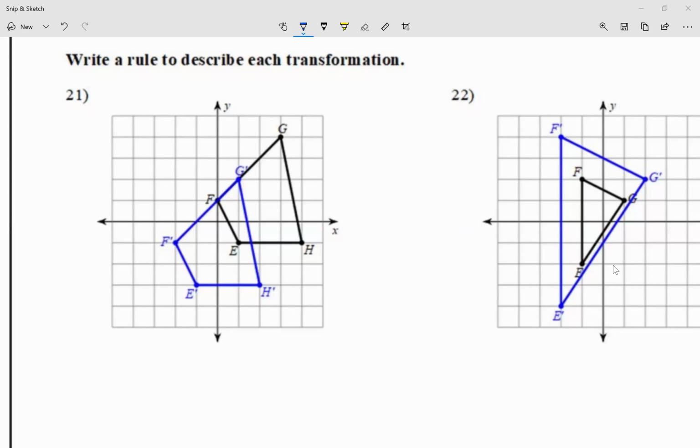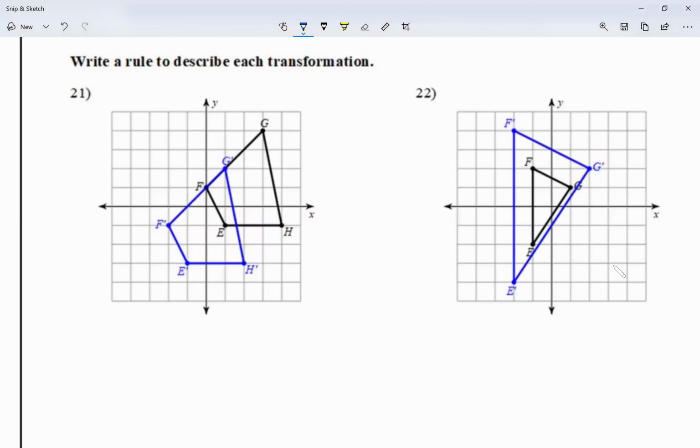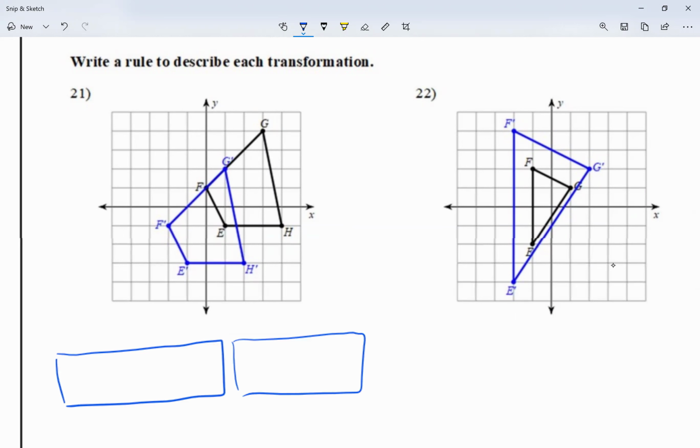Okay, for today, let's review the rules, how to write the rule of all four transformations. Now, for each of the rules, you have two spaces at the bottom, right? So number 21, let me write two spaces. And then number 22, right? You have two spaces at the bottom of each of these.